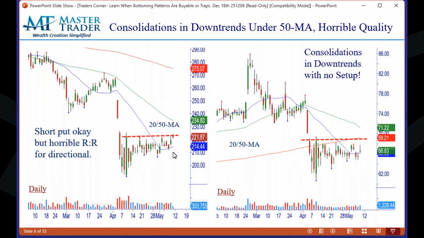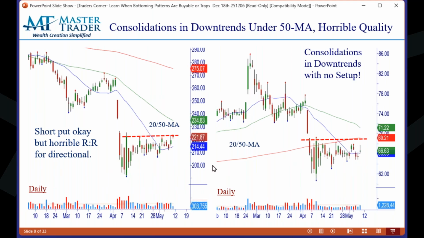But I would be looking to sell the 210s, buy the 200s. That's what's called a bull put credit spread, with the net credit received as your potential maximum gain. And as long as it stays above 210 by expiration, you keep the money. It's a wonderful strategy.